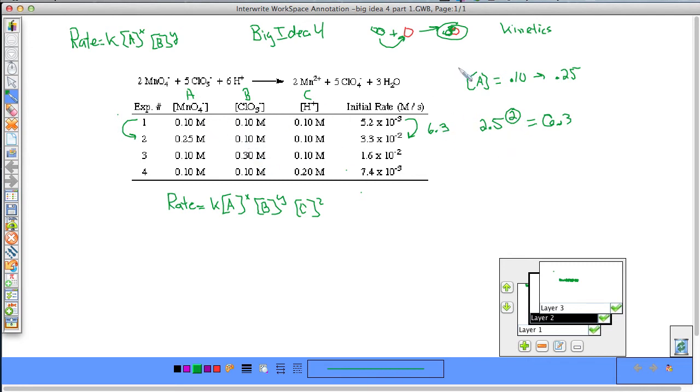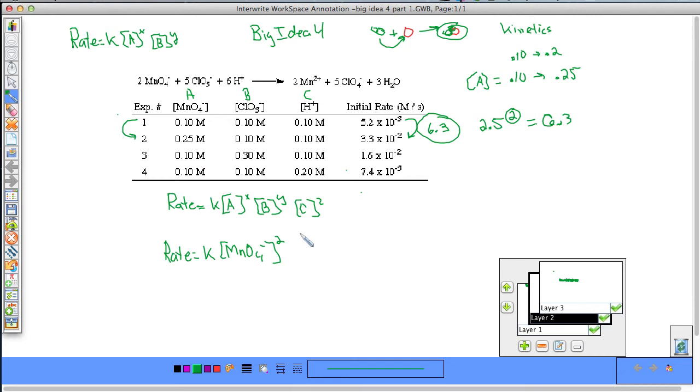If instead of going 2.5, I would have gone from 0.1 to 0.2, to the second, what I would have expected was that this would have quadrupled. But instead we went to the 2.5 increase, and it did a 6.3 fold increase. So what we see right here is that this exponent is squared. It's 2. Okay, so our rate is going to equal our constant times our permanganate, MnO4, and that one is squared. And we know that's squared because when we took it from 0.1 to 0.25, this initial rate went up by 6.3 times. And so that's 2.5 squared, 6.3.